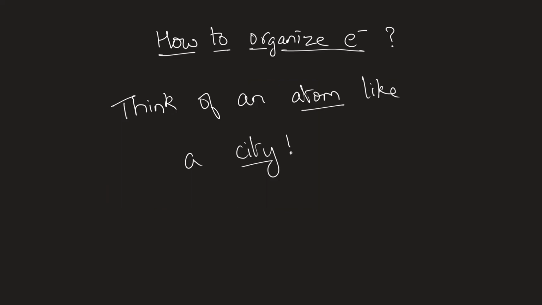Now that we've thoroughly talked about how and where to remove the electrons from, it is time to learn how to organize electrons in an atom. For example, when we say that sodium has 11 electrons, you cannot just throw 11 electrons in an atom and call it a day. Each electron needs to have a very specific place, kind of like how people have a specific place in a city where they live. So I want you to think of an atom like a city.